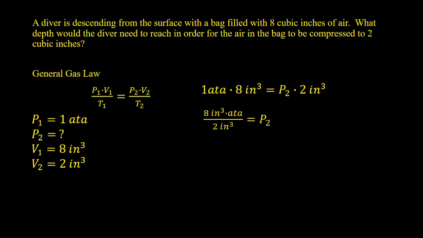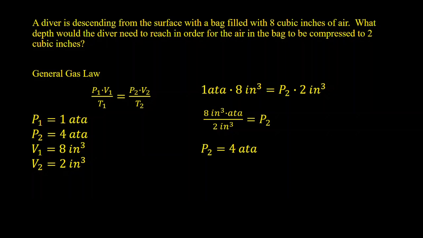If you notice, I have cubic inches in the numerator, cubic inches in the denominator. Those are just going to cancel out. That's good. Pressure should be in atmospheres, and we're only going to have atmospheres remaining. So 8 over 2 is 4. That's going to give me the pressure at depth is 4 atmospheres. Great, so we know the pressure at depth now. But I need to know the depth.